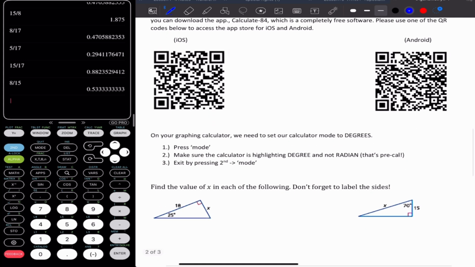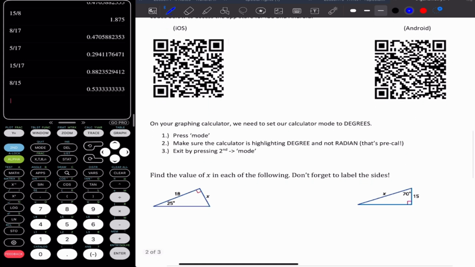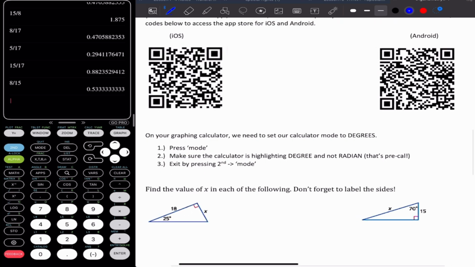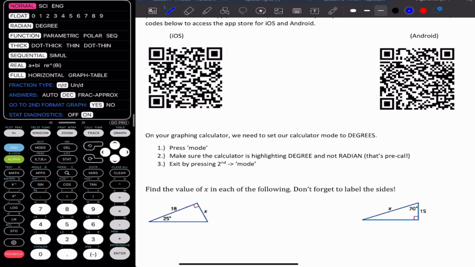Okay, let's learn how we should set up your graphing calculator. So on your graphing calculator, we need to make sure our calculator mode is in degrees. How do we do that? Here are your steps. First of all, on your calculator, find the mode button. I'm going to press mode, which is next to the second button. Okay, you can see that light blue button, that's second. Right next to it is the mode button.